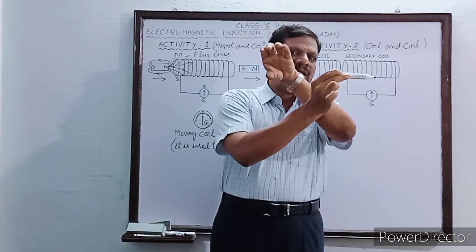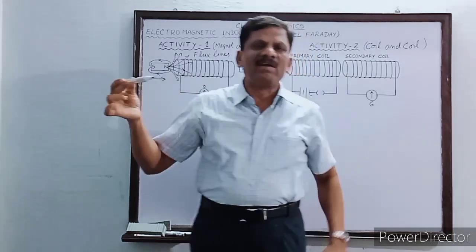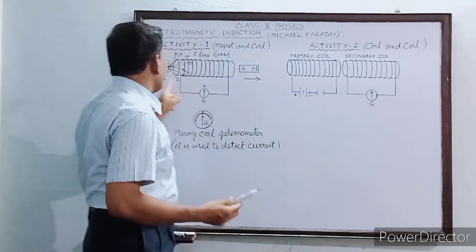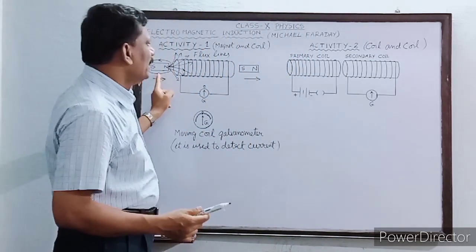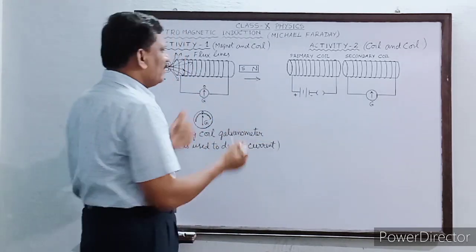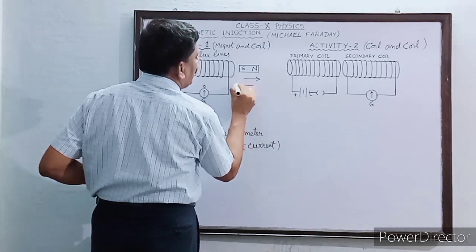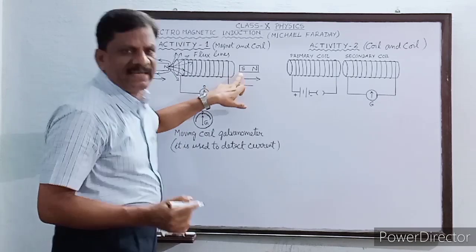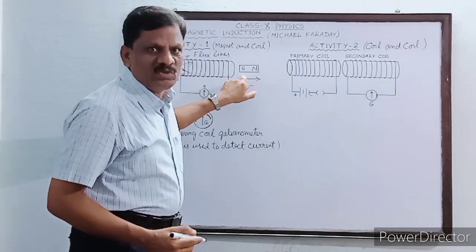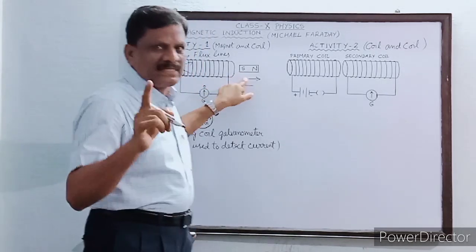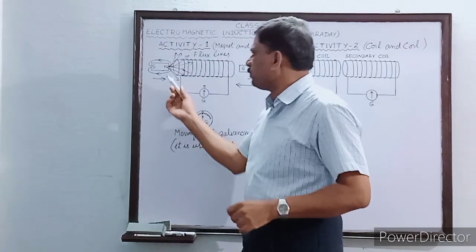Again I am going to repeat in the reverse direction. In the forward direction, which pole entered the solenoid? You see, the north pole. And now I am going to reverse it. When the magnet is moved in the reverse direction, which pole is entering first? It is the south pole. Before that, once again I will tell you. Initially which pole was entering?